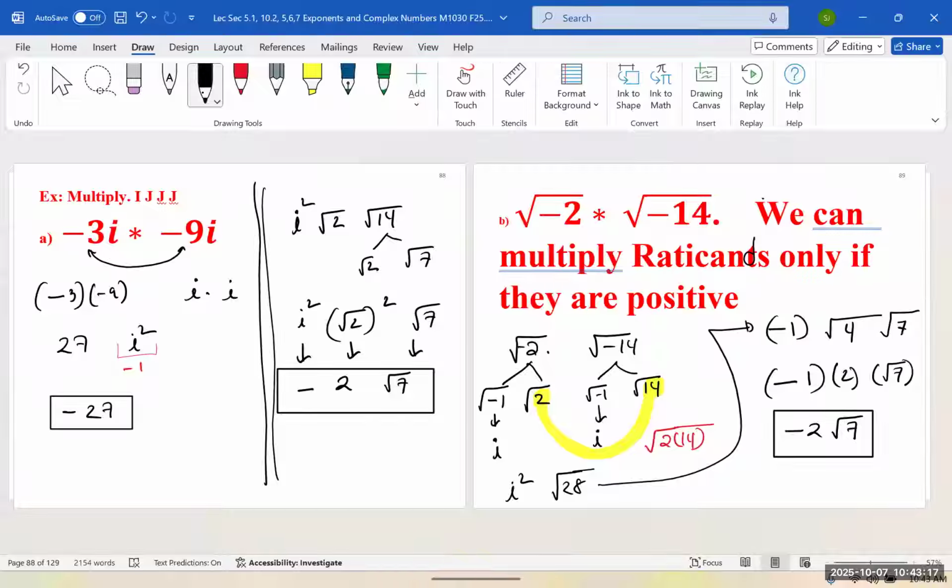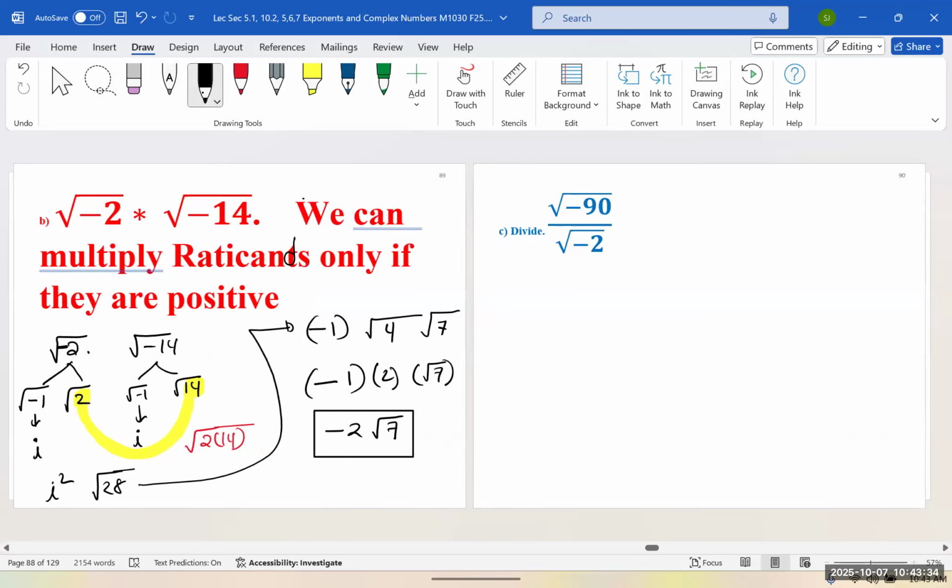But you definitely cannot multiply the radicands in the first step, like here, -2 times -14. You cannot do that because they are not positive. Only in multiplication, you have to have the radicand positive. However, for division, it doesn't matter. Think about the division. How can you do the division? There are so many ways of doing it.